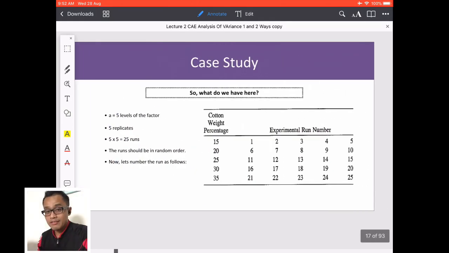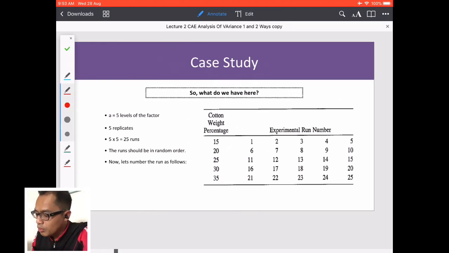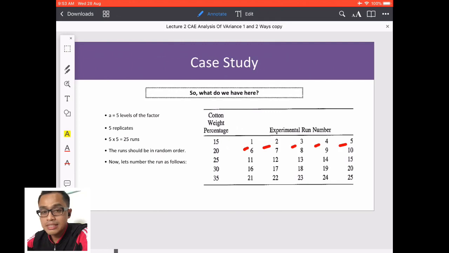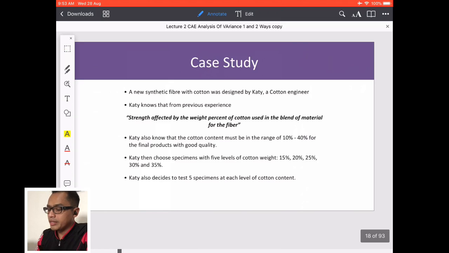Now, to have a shortcut, these are the experimental numbers. I number it from 1, 2, 3, 4, 5. So this is for easy numbering and for easy tabling. From this number, we choose one and do the experiment. In the final exam, you don't have to write these down. These are just for experimental or teaching purposes. So this is the summary of the case study just now.